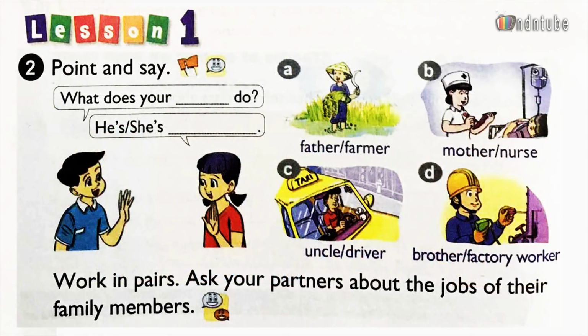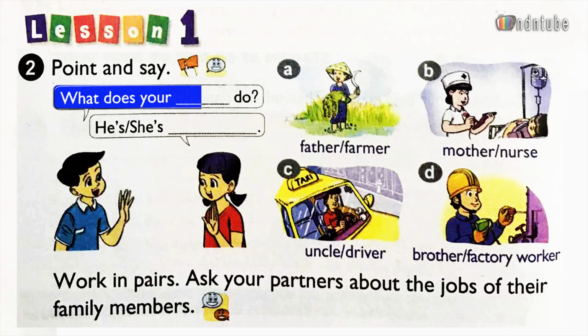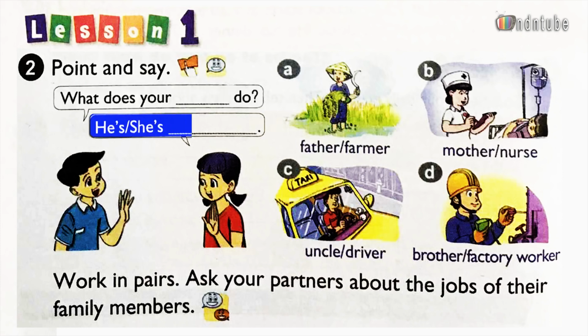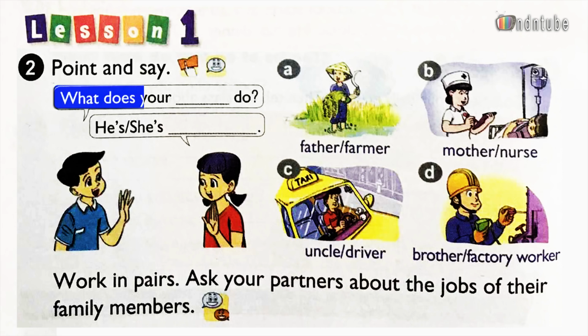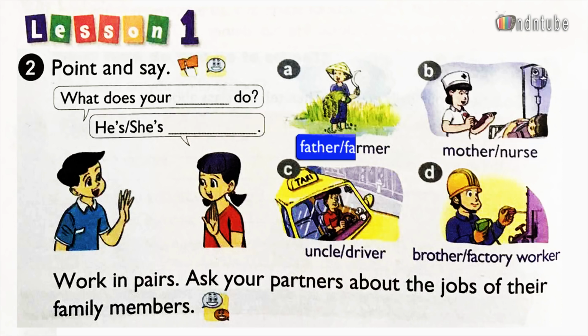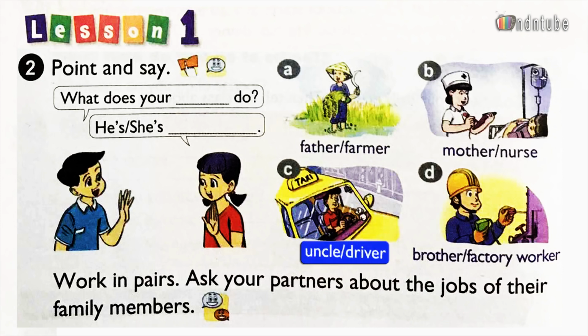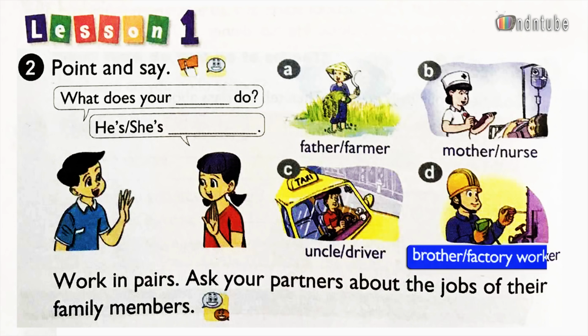Page 12. Activity 2. Point and say. What does your father do? He's a farmer. What does your mother do? She's a nurse. A. Father. Farmer. B. Mother. Nurse. C. Uncle. Driver. D. Brother. Factory worker.